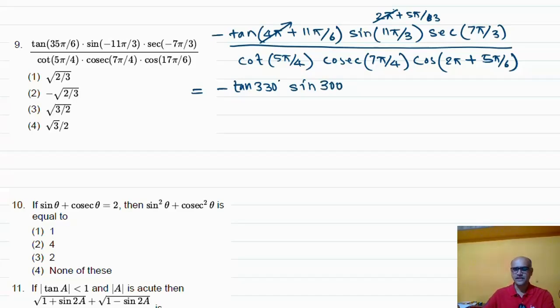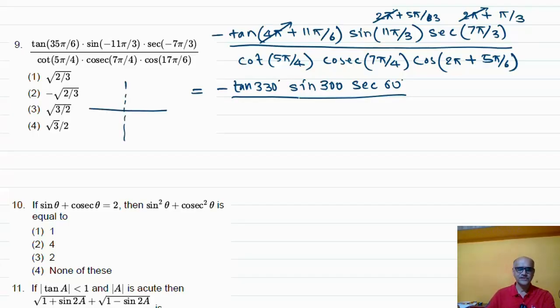Secant, here also we could write. So this is 2 pi plus pi by 3. So 2 pi again it goes. So I can write it as secant pi by 3 (60 degrees) divided by cot 5 pi by 4. Now look here, they give a hint for this.